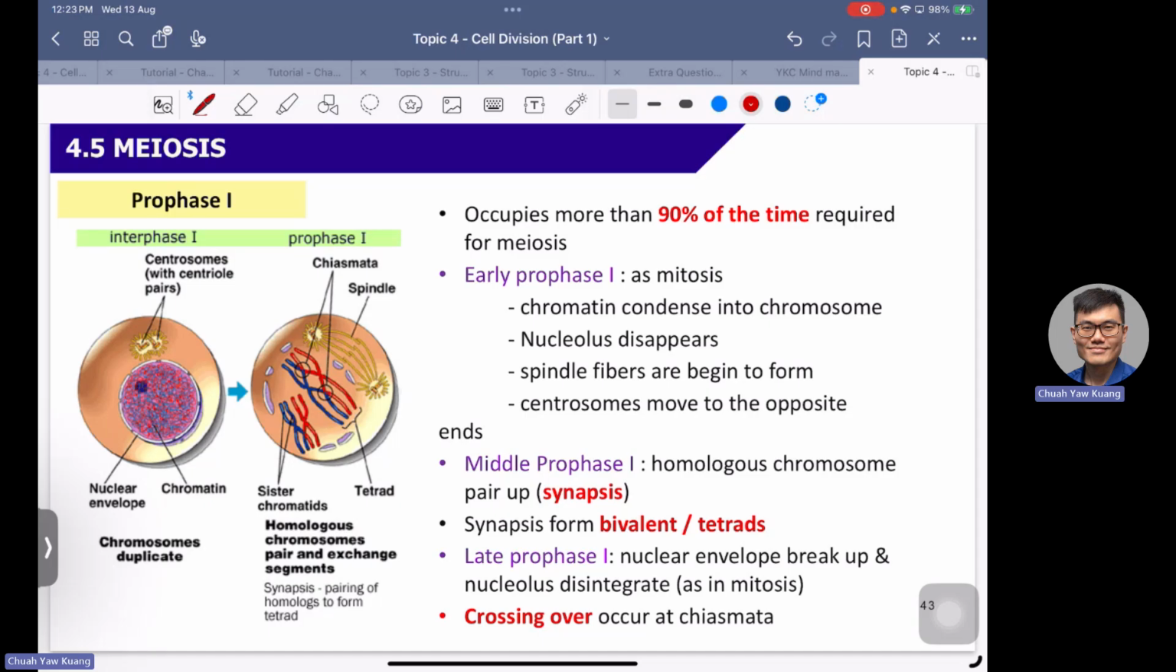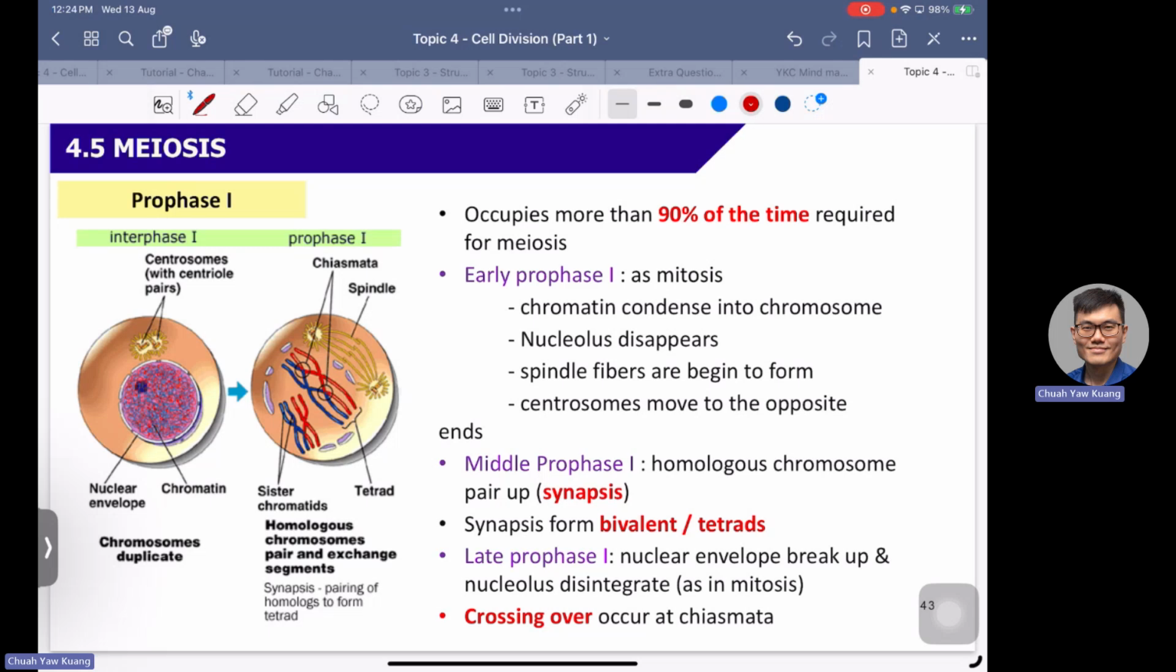Crossing over does always happen, but it happens randomly. We have 23 pairs of chromosomes. Sometimes the upper arm will be crossing over. Sometimes it will be this one and this one, not necessarily this one and this one. Sometimes it's at the bottom one. Okay, so crossing over occurs totally randomly.